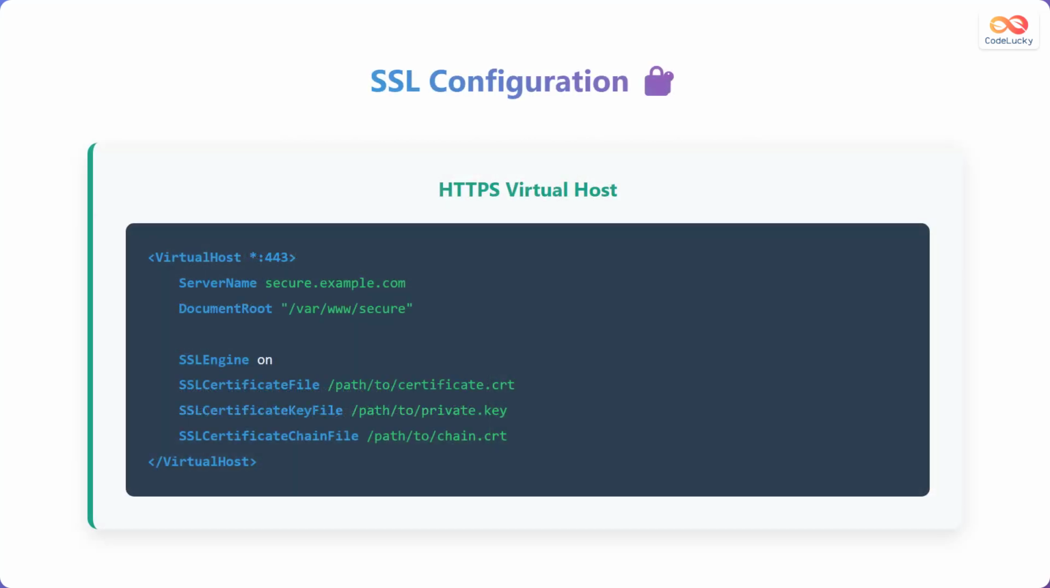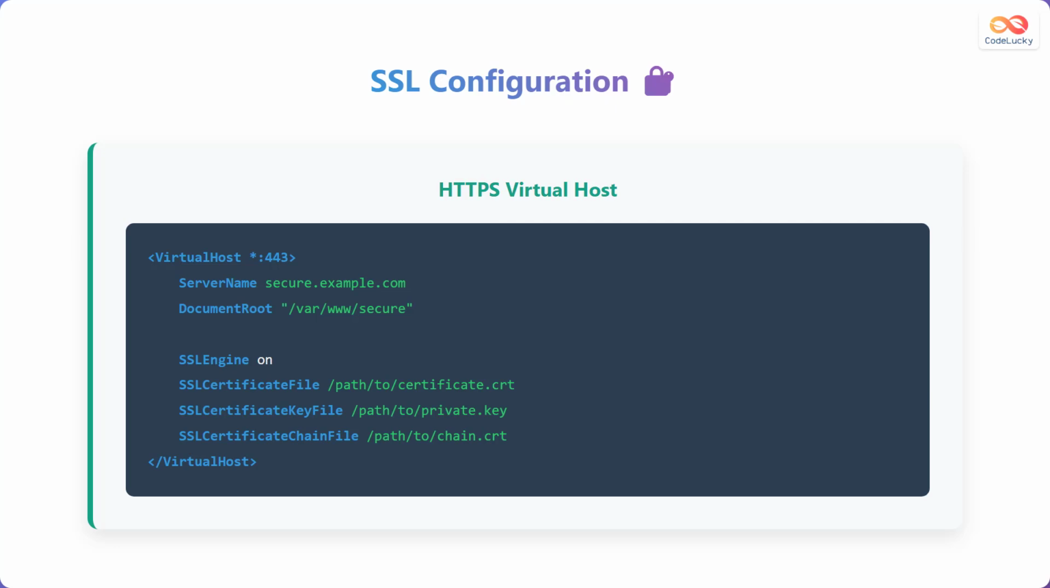SSL configuration enables secure HTTPS connections on Apache servers. Virtual hosts for HTTPS typically listen on port 443, the standard SSL port. ServerName specifies the domain name that matches the SSL certificate. DocumentRoot points to the secure website files directory. SSLEngine activates SSL processing for this virtual host.